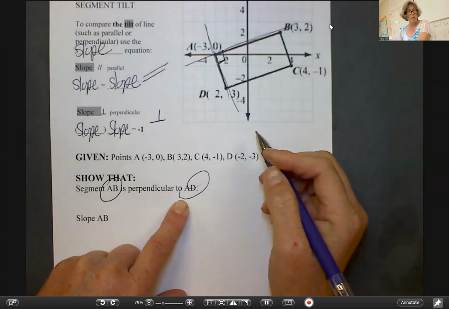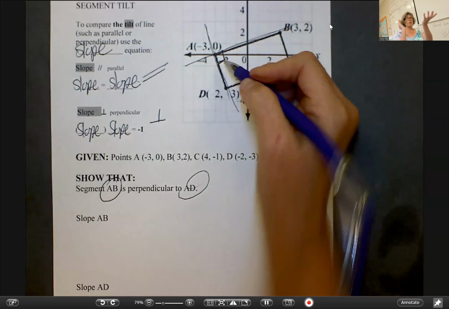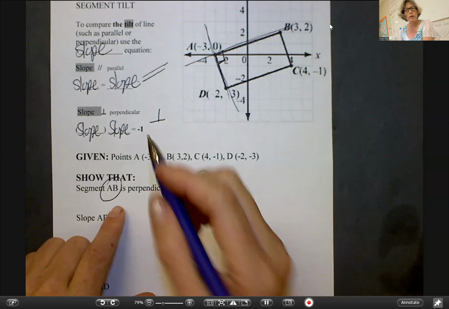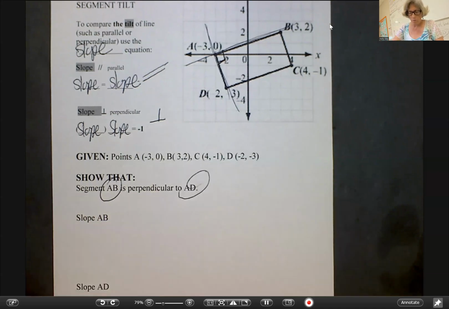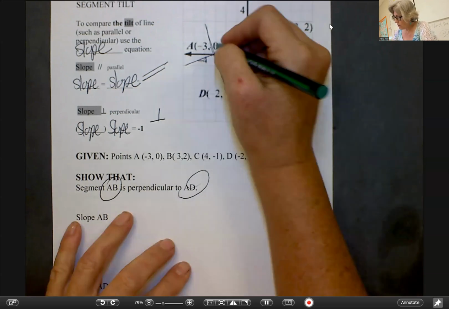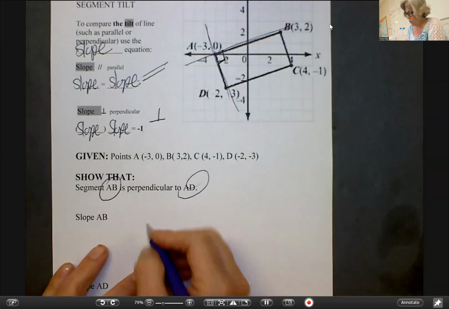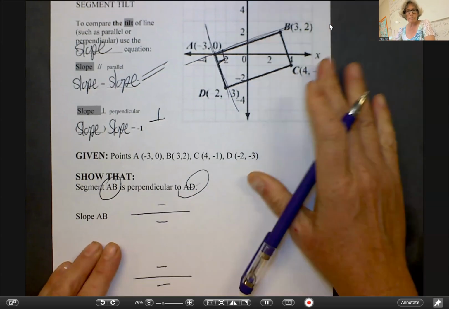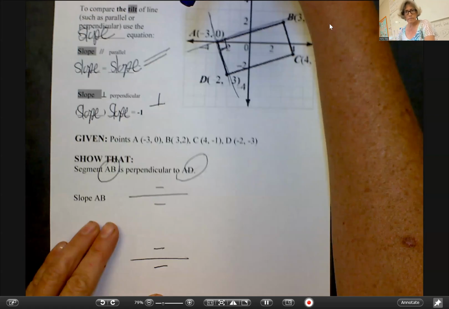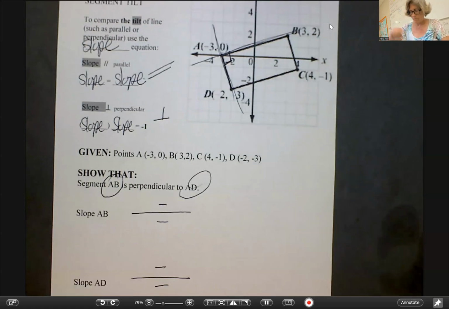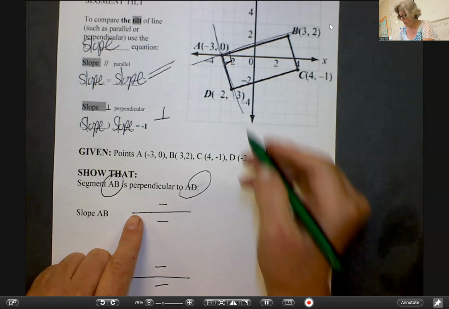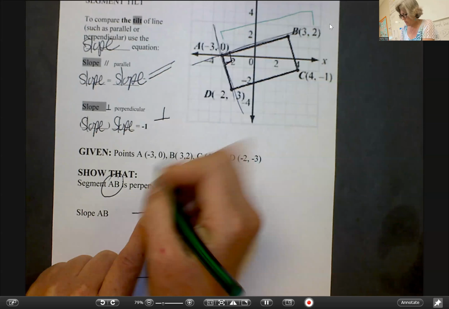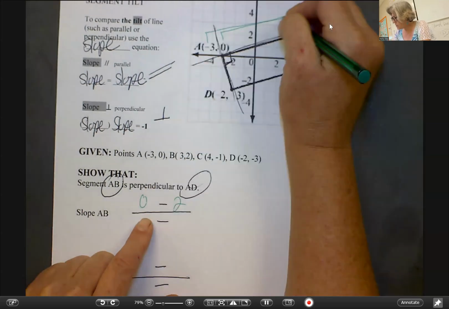perpendicular. Now, once again, you can't just trace it and say, looks like a right angle, must be a right angle. You must show it mathematically. So we're going to start by finding the slope. I'm going to set up my templates. It's y minus y over x minus x. So AB, y minus y, x minus x.